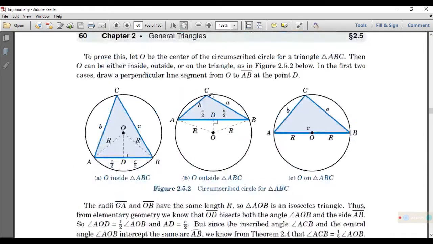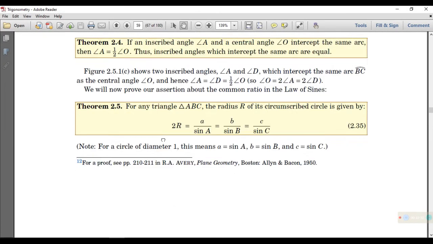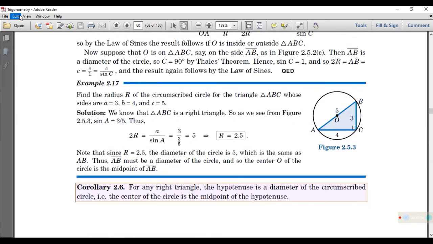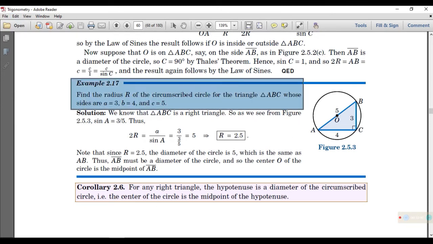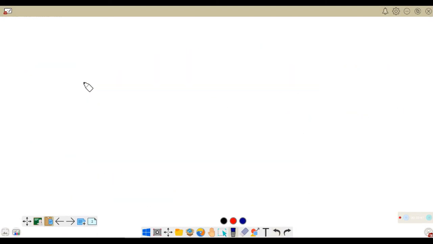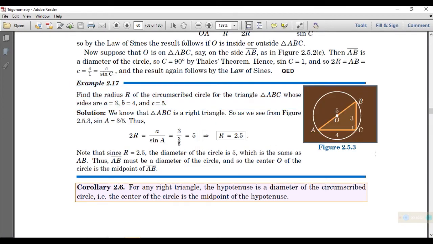Basta tandaan nyo ha, 2R is equal to one of the ratios on the law of sines, A over sine A, B over sine B, C over sine C. Sa ibang mga problems na katulad nito, imbis na mag-rely kayo dun sa theorem, pwede nyo gamitin yung common sense nyo. Papakita ko sa inyo kung ano yung ibig ko sabihin. So, copy lang natin yung example na nandito.